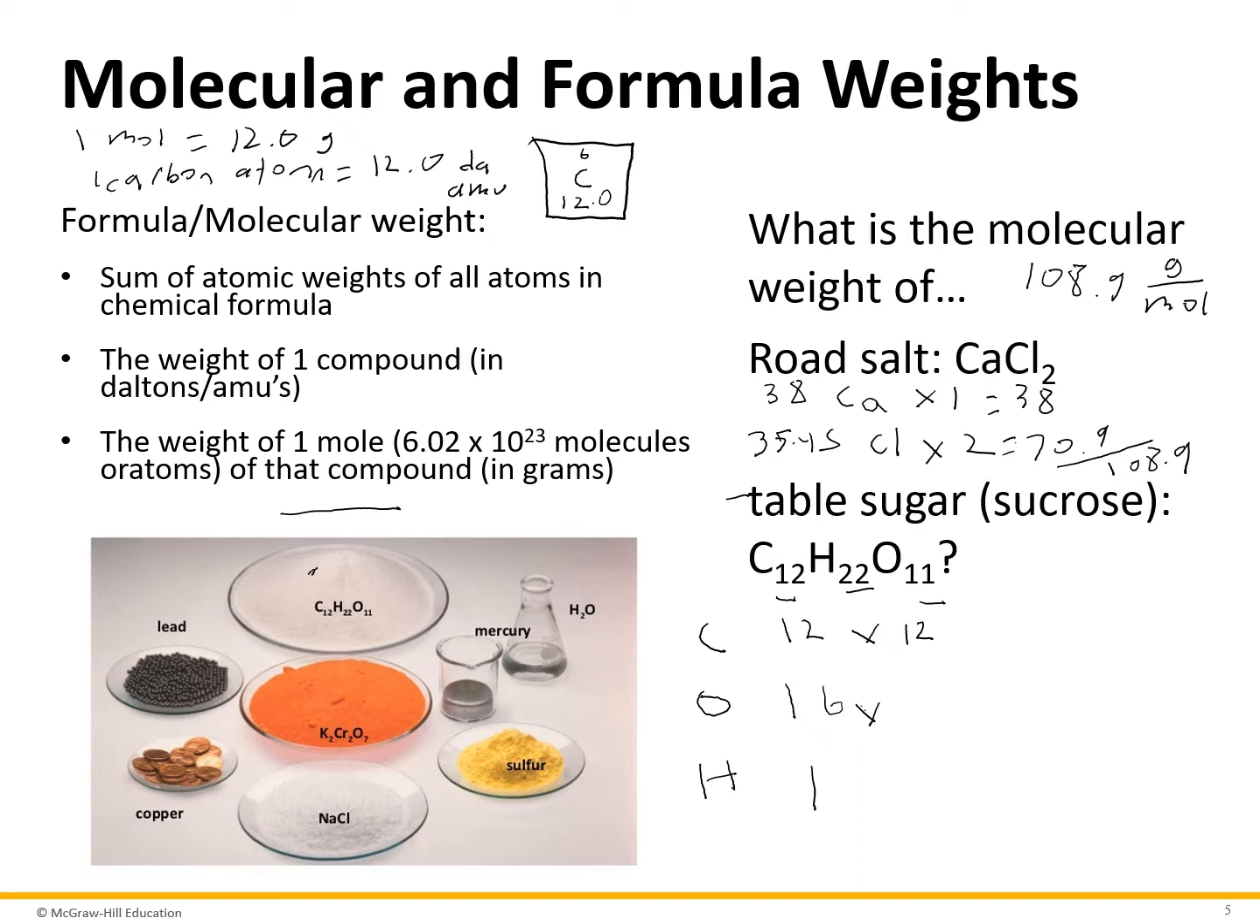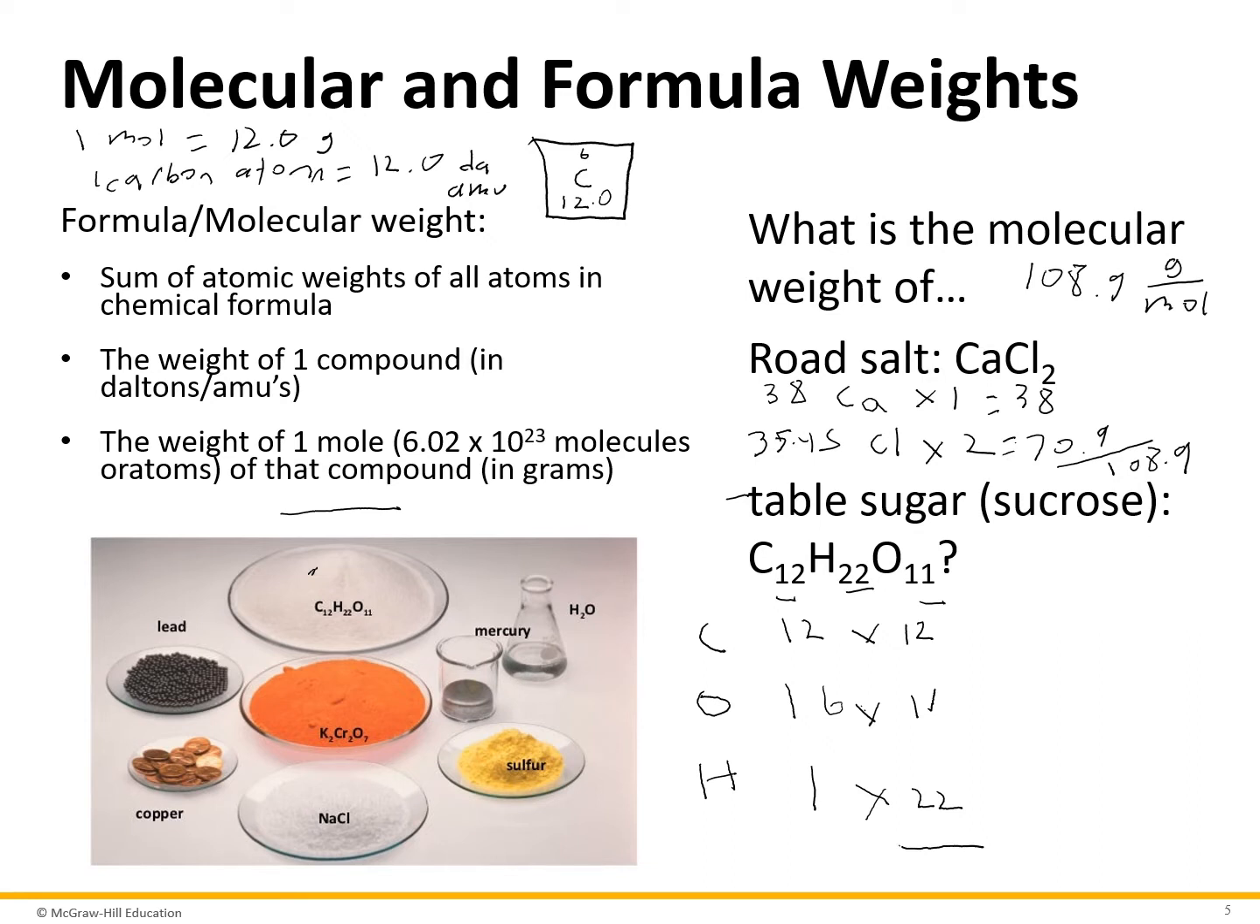Oxygen has 16. No, excuse me. Its atomic weight is 16, but it has 11 atoms in it. All right. Hydrogen is going to be 22. So if you multiply that all together and then you add them up, I want you to practice your multiplication skills right now.